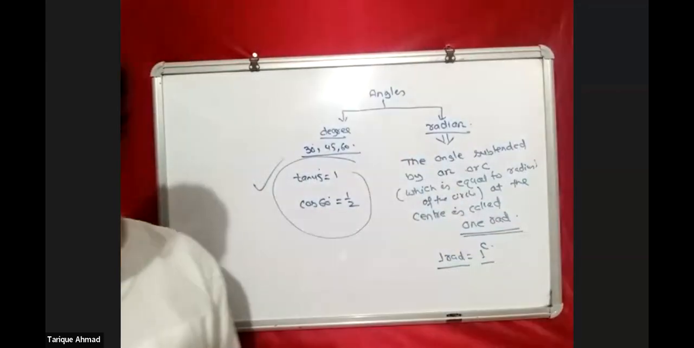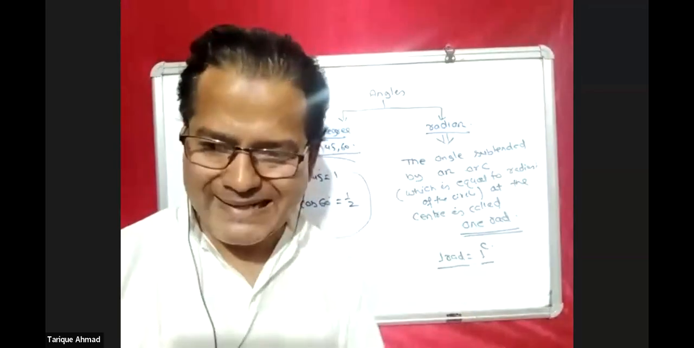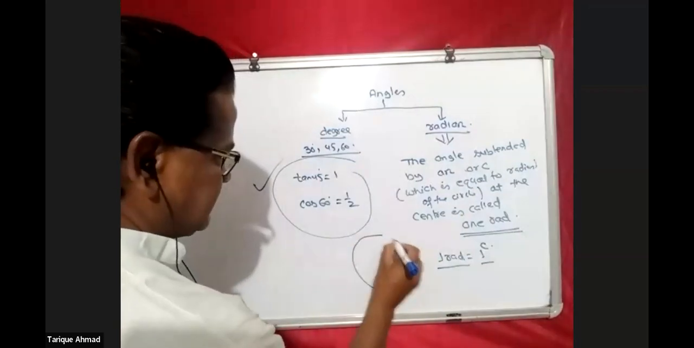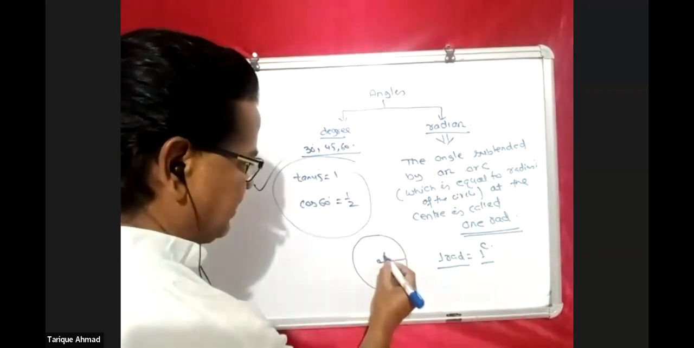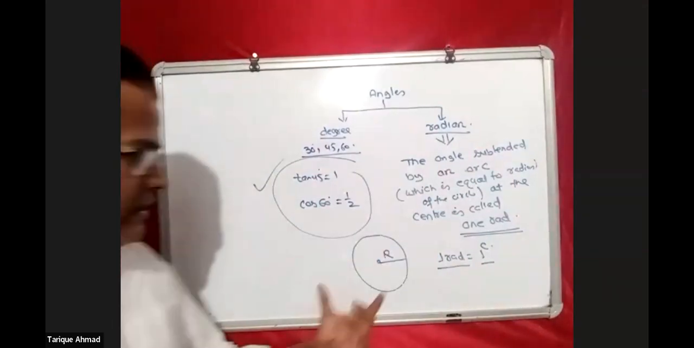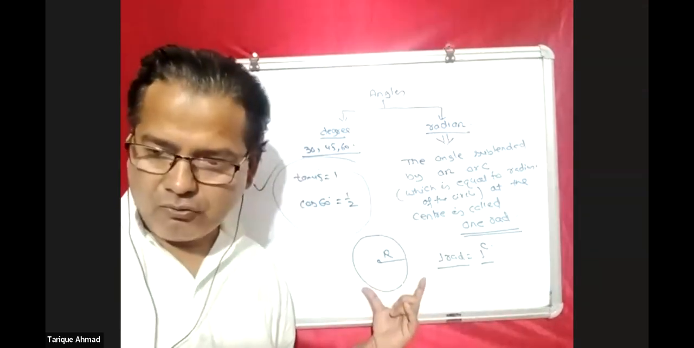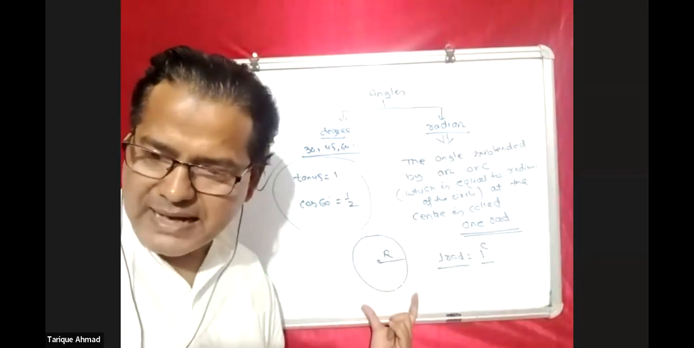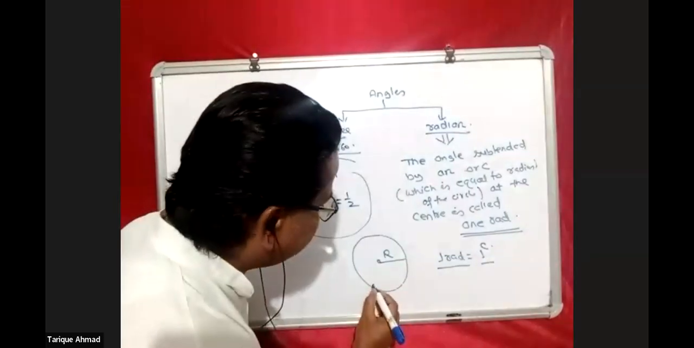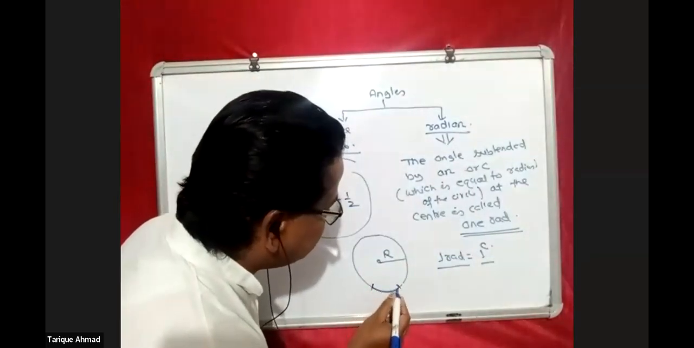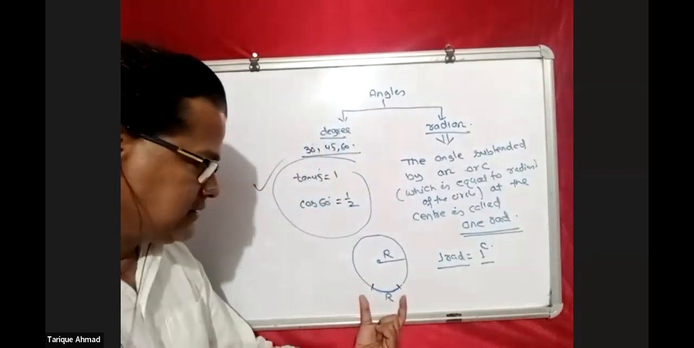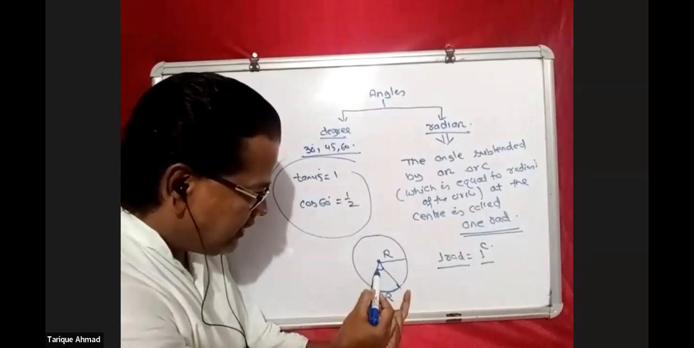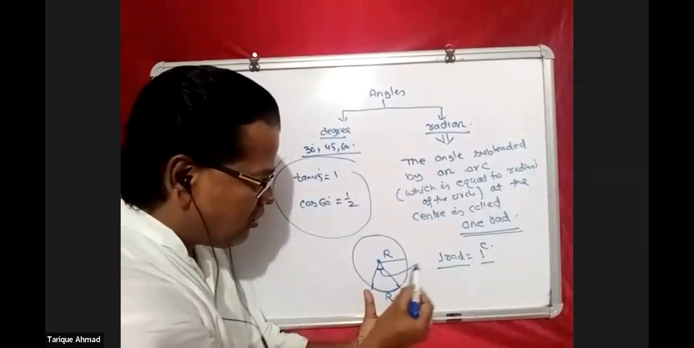Now, what is the meaning of this definition? What is it saying? Suppose there is a circle of radius capital R. We have to cut an arc which must have the length r. So cutting an arc from this circumference, suppose this length is equal to r. Now, joining these two points to the center, we get one angle here. This angle is called 1 radian.